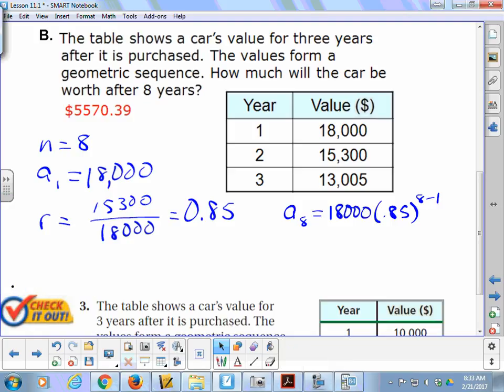But all right. So you buy a car, buy a brand new car, drive it off the lot, and it's now worth only 80% of what it was 5 minutes before that. It's basically what they do. Okay. All right, geometric sequences. All right, so just make sure then you write a sentence that the value of the car after 8 years would be $5,570.39.